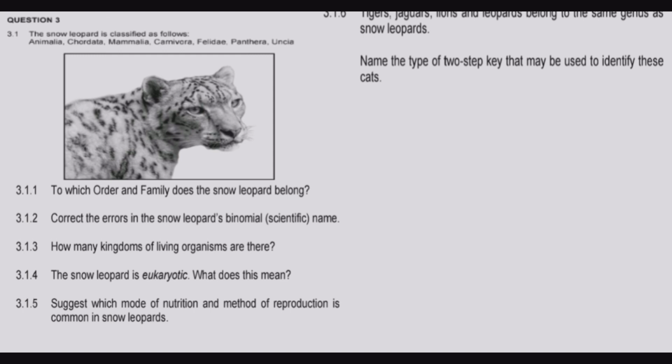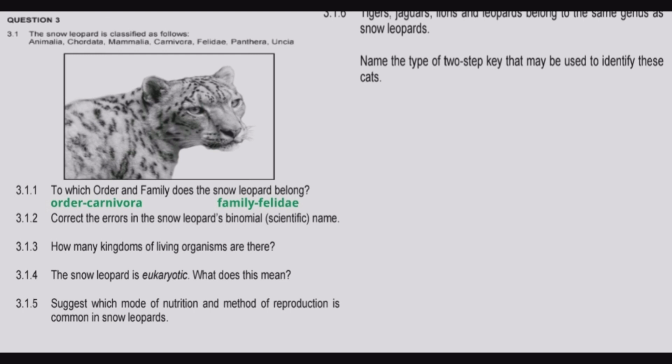So question 3.1.1, the question is, to which order and family does the snow leopard belong? To which order and family does the snow leopard belong? So the order where the snow leopard belongs is carnivora. The order is carnivora. Then the family is Felidae. Okay, Felidae.